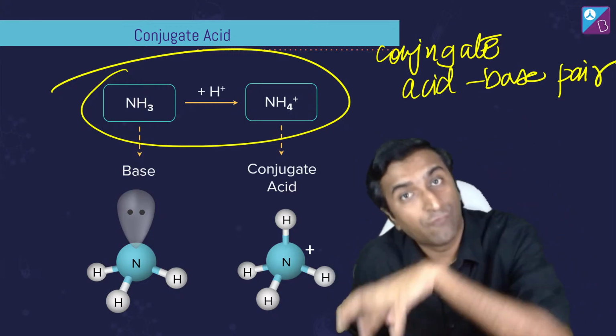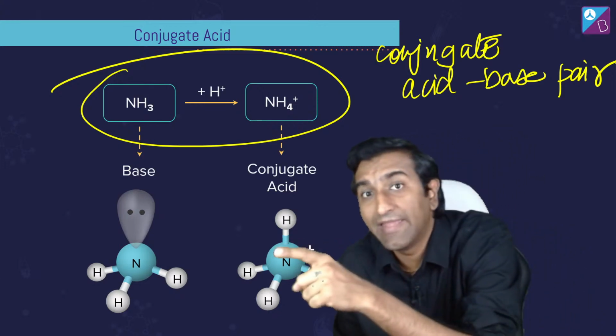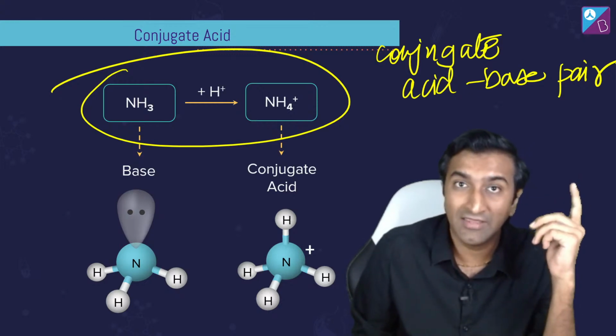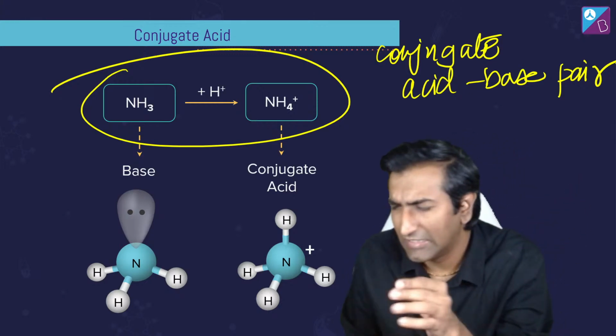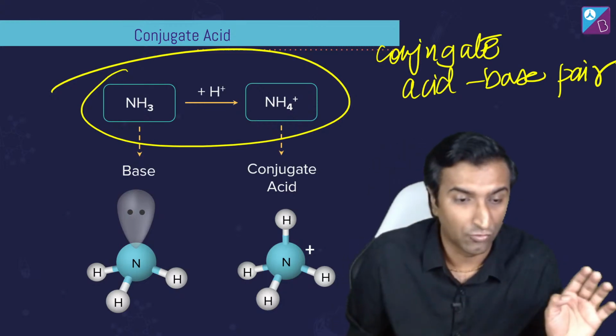Now, I could start with either. If I started with NH4 plus, then NH4 plus तो हुआ acid क्योंकि देगा H plus. तो NH3 बन जाएगा तुम्हारा conjugate base. If I start with NH3, then it's a base. And if I give it H plus, it will form a conjugate acid called NH4 plus.